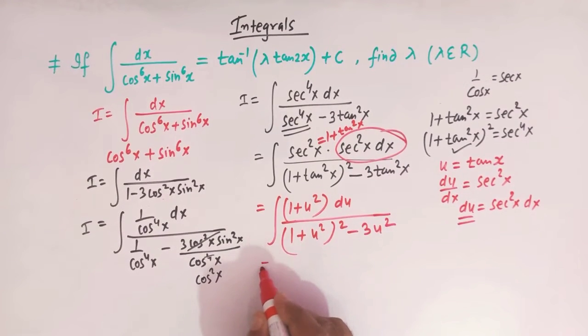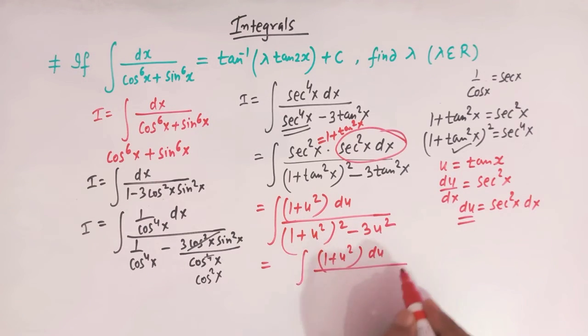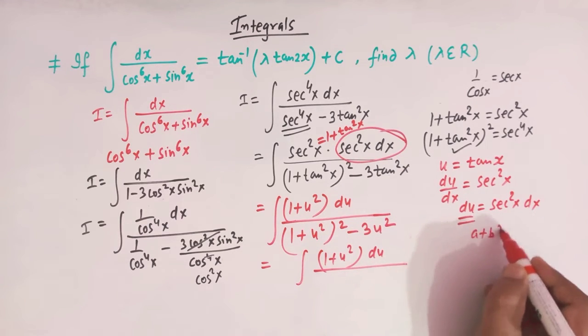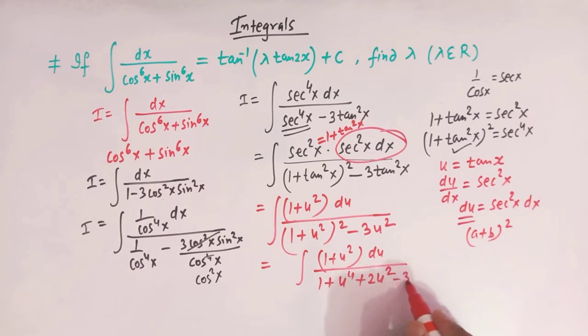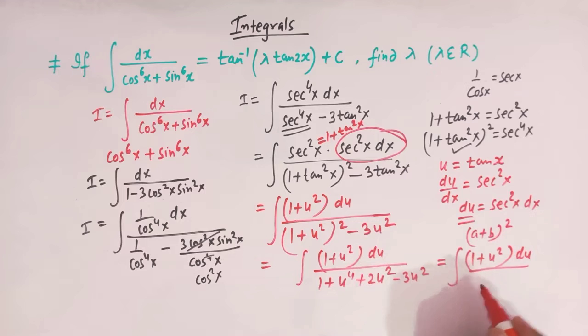Now let us simplify it. So we have 1 plus u square du divided by, we can expand 1 plus u square whole square by a plus b whole square identity. So we have 1 plus u raised to 4 plus 2u square minus 3u square, right? And this is equal to 1 plus u square du divided by, here we have 1, then we have u raised to 4, and 2u square minus 3u square is minus u square, right?